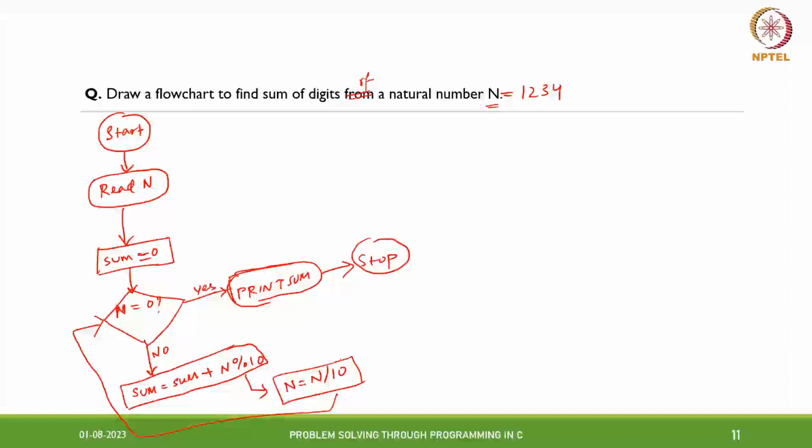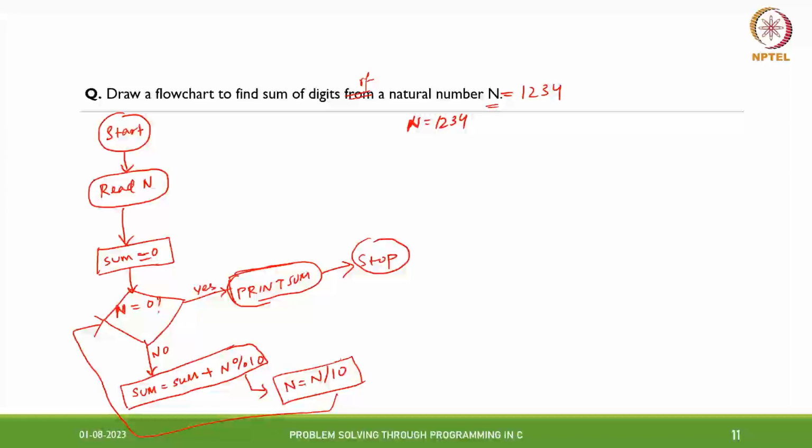Is this flowchart understandable to you? Okay, so let's go from the beginning. Say I read n, it is 1 2 3 4.